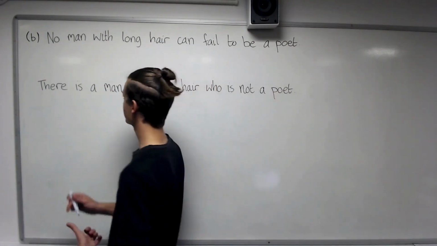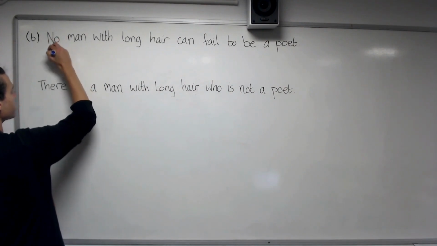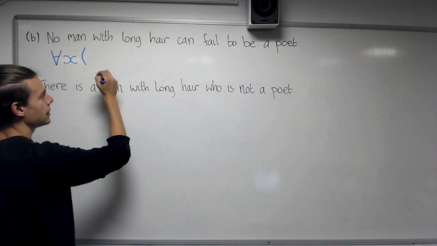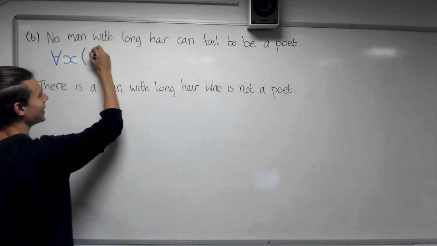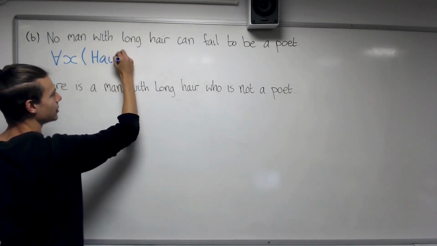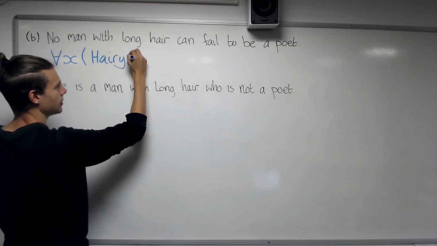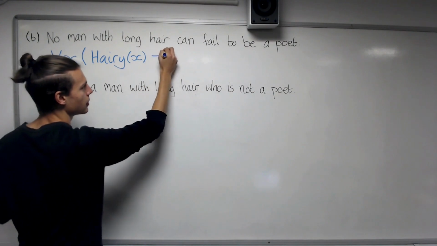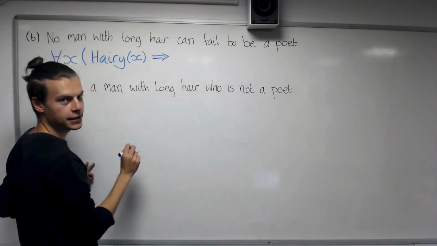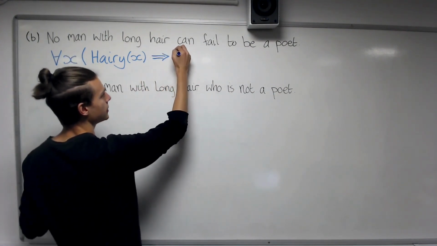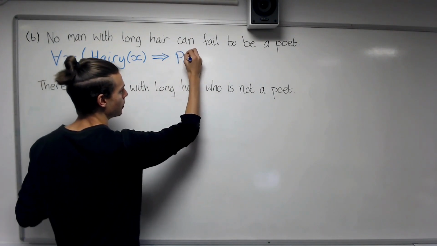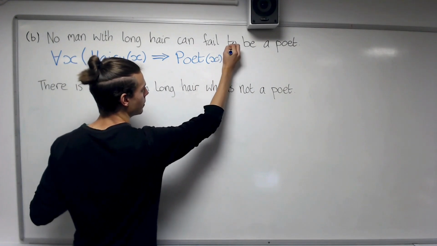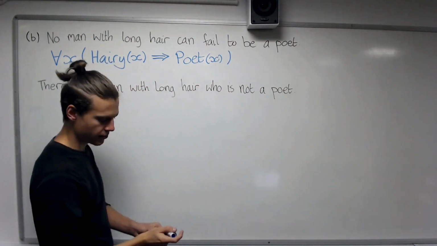So for any X, if X is hairy, let's say, we'll use this predicate to represent X has long hair. Then X cannot fail to be a poet, so X is a poet. And we'll use poet X to represent that.